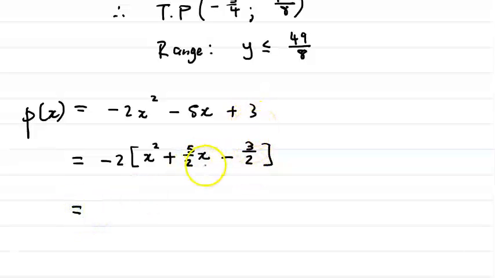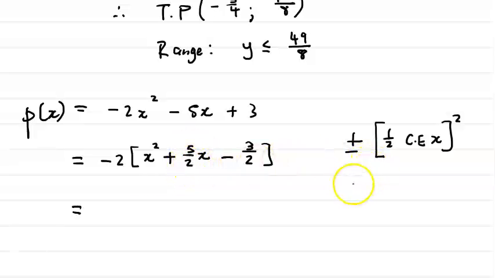Now when we are going to be completing the square, we need to remember the following formula. We must add and subtract half the coefficient of x all squared. Now what is the coefficient of x? The coefficient of x is 5 over 2. Therefore, this is now going to become plus minus half times positive 5 over 2 all squared.